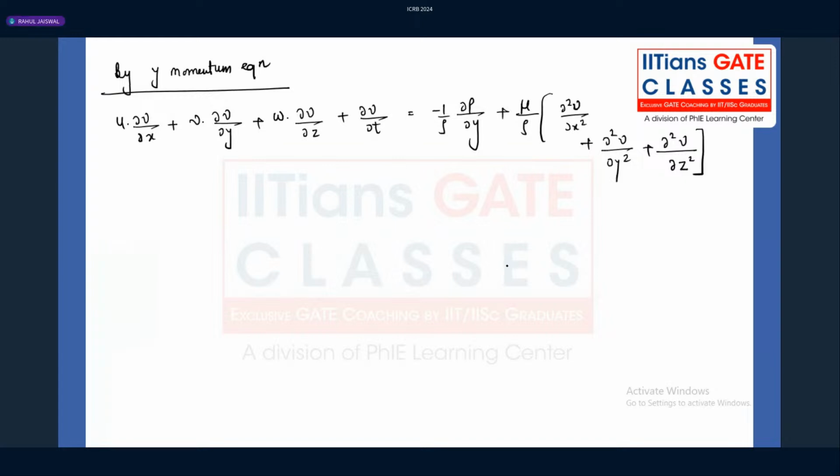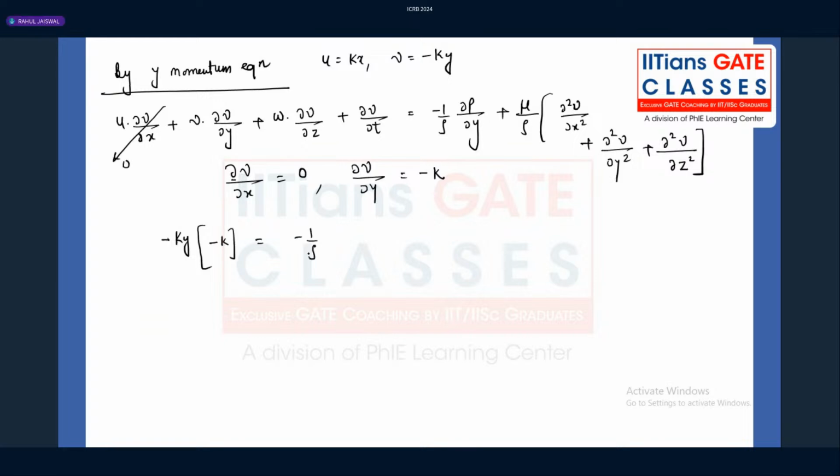Now here, guys, try to substitute into the formulas. We know that u is kx, v is minus ky. What is the dou v by dou x? Here we need to find dou v by dou x, which is obviously 0. What is the dou v by dou y? It's minus k. So v is minus ky, and dou v by dou y is again minus k. Minus 1 upon rho dou p by dou y. All this term will be again 0, because if you differentiate any constant, it will be 0.